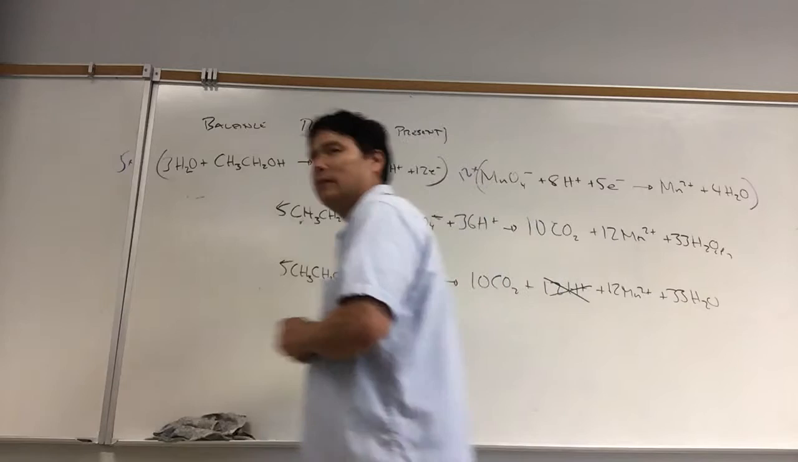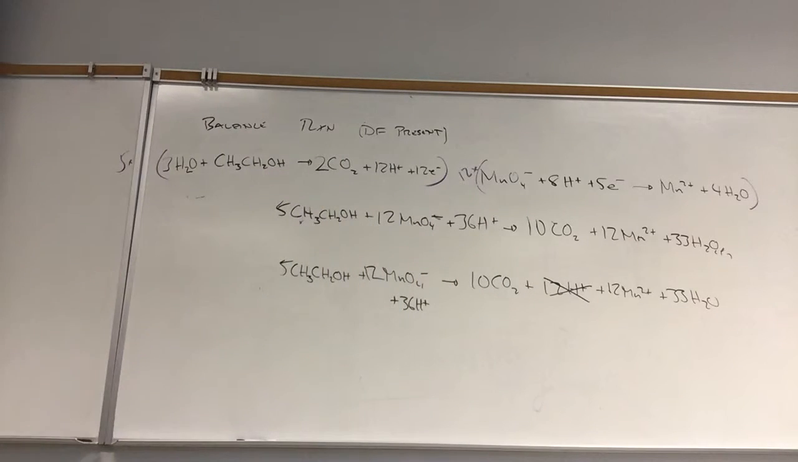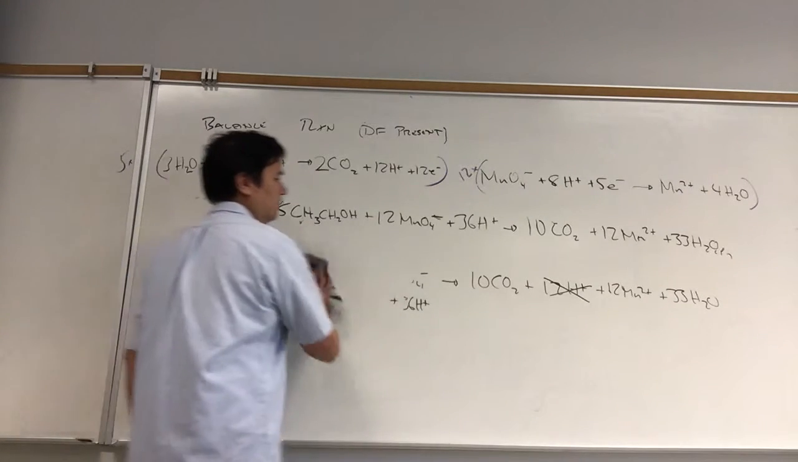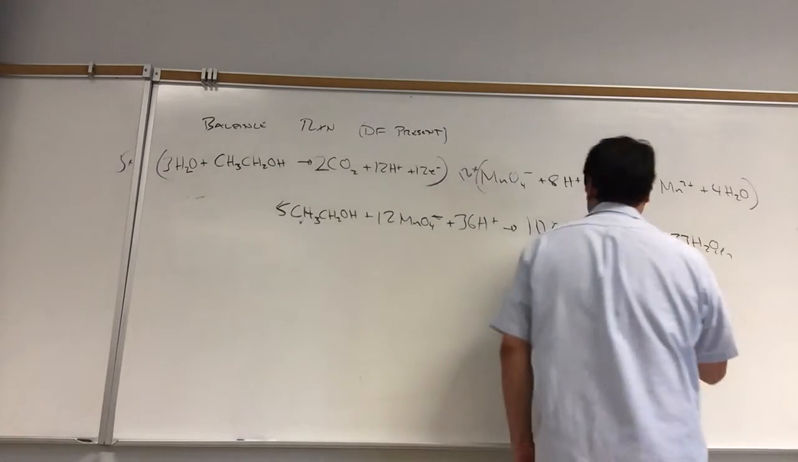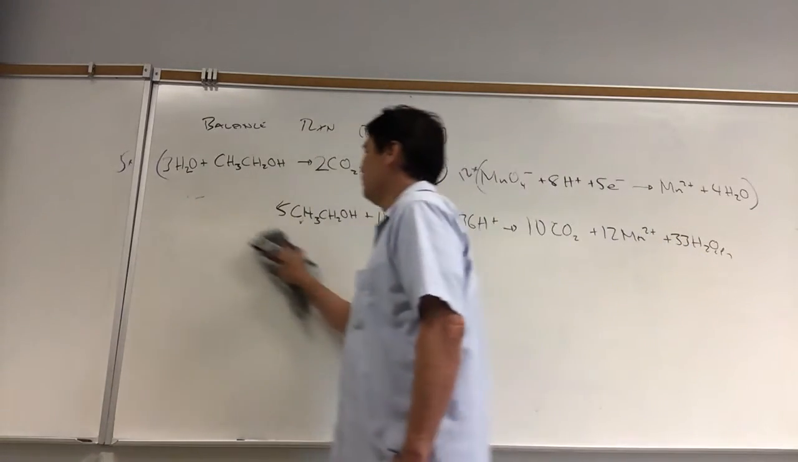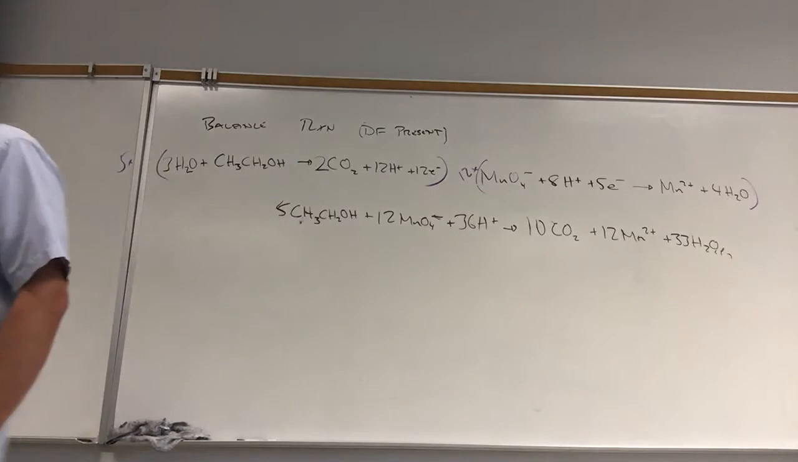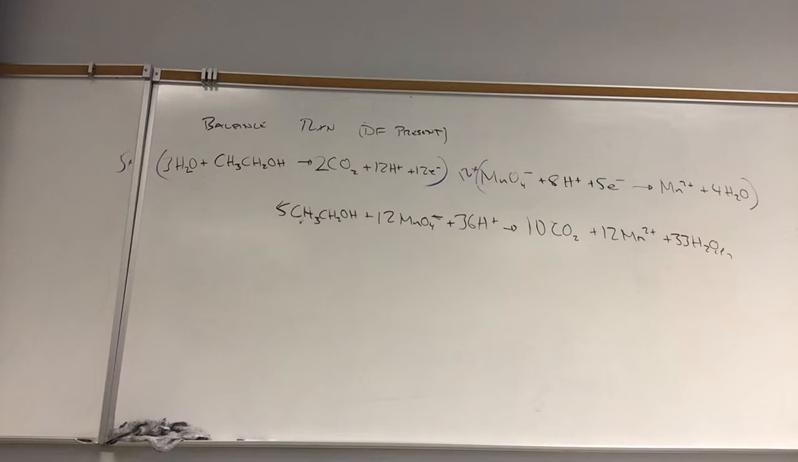Does this look familiar, this process? No? Everybody should have done this in Chem 4. This is a standard skeleton redox, balancing skeleton redox. Also in Chem 4, this is what we call acidic or neutral solution, balancing skeleton redox in acidic or neutral. If it's not specified, then assume it's acidic or neutral.